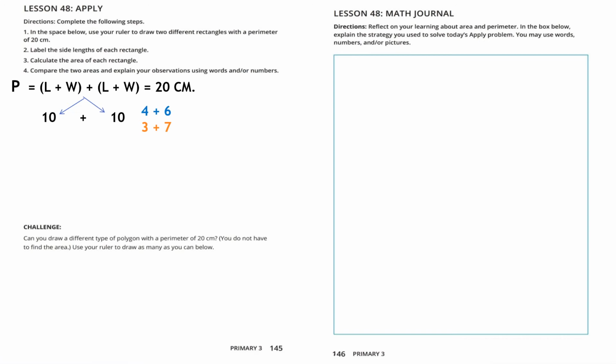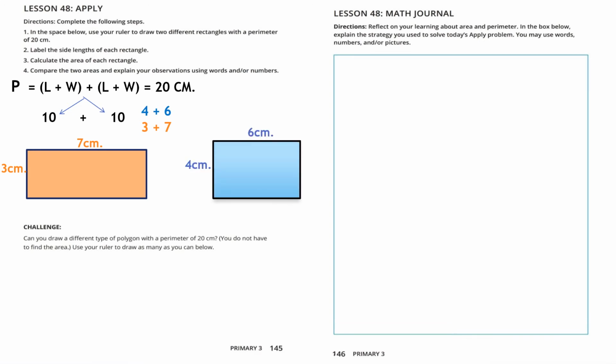The width here is 3 and the length here is 7. Okay, let's draw the next one. 4 plus 6. So the length is 6 and the width is 4. Okay, now let's find the area of each one.